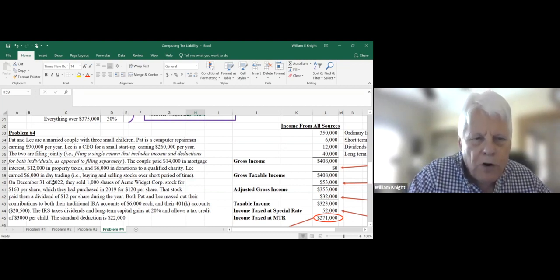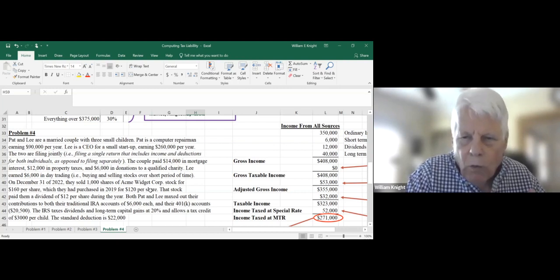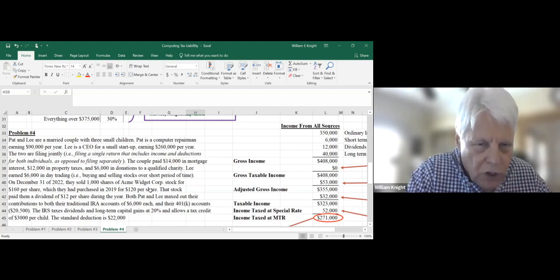On December 31st of 2022, they sold 1,000 shares of Acme Widget Corporation for $160 per share, which they had purchased in 2019, 3 years ago, for $120,000 a share. So they made a profit, and the profit was on an asset that they owned for more than a year. So that was a long-term capital gain.